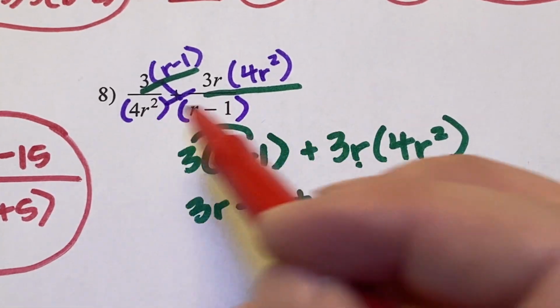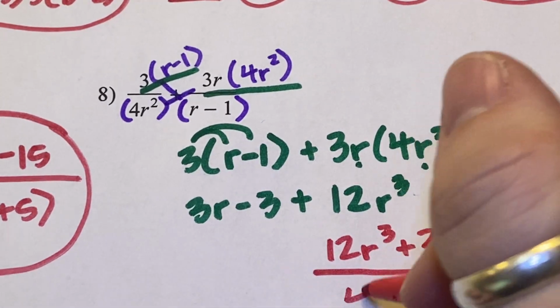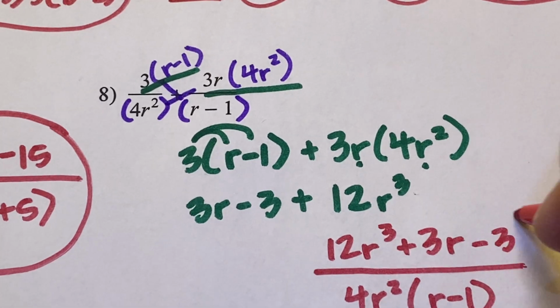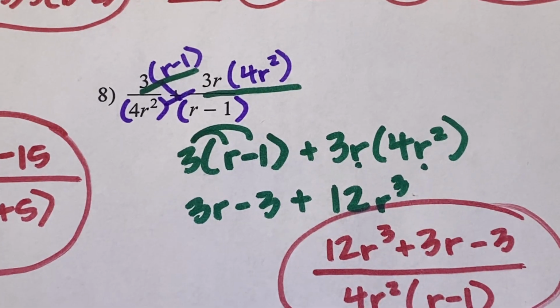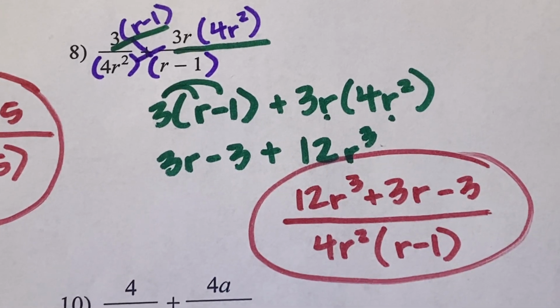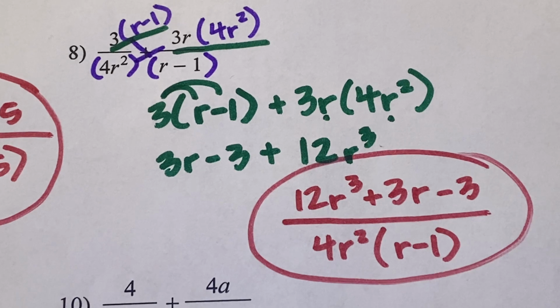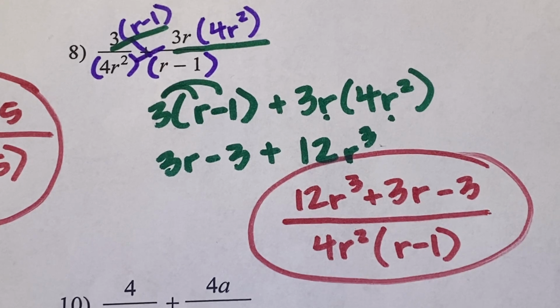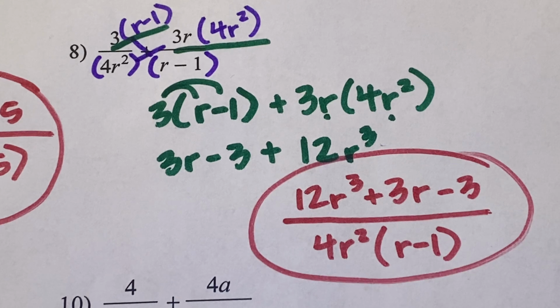Okay, and then just put your pieces to the denominator on bottom. We add 4r squared and r minus 1. And there we go. Okay, adding and subtracting: make the denominators the same, combine like terms. That's basically all we're doing.